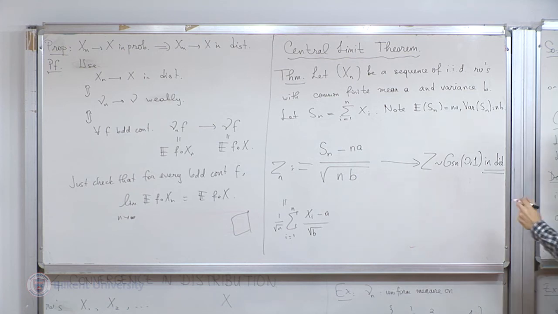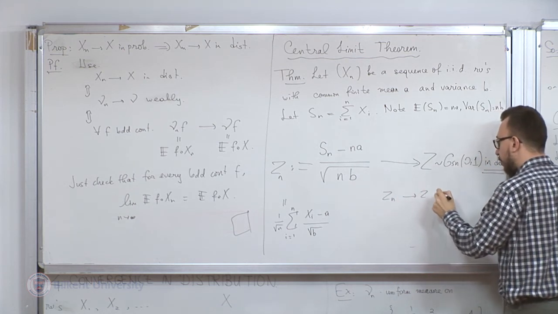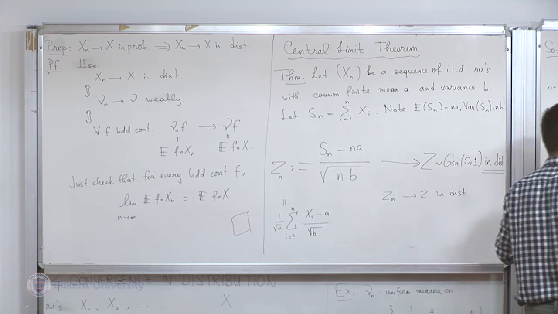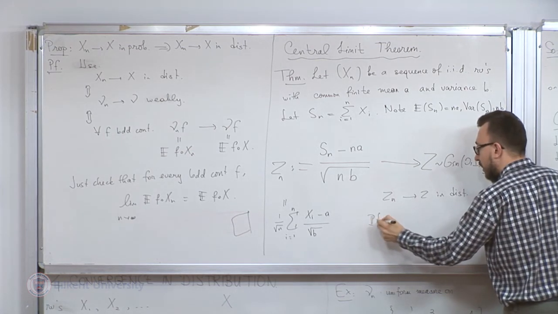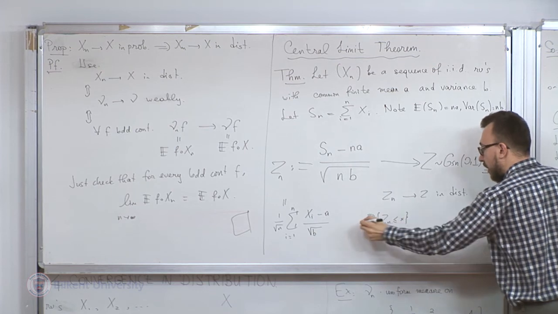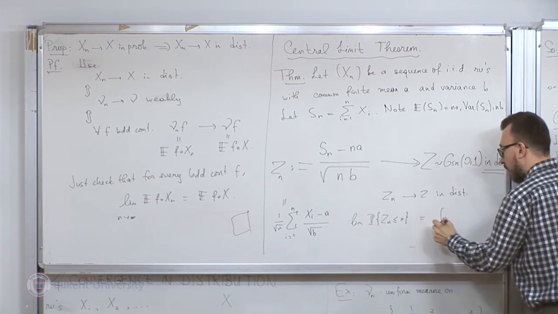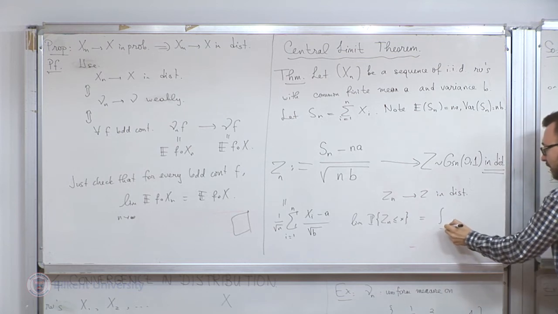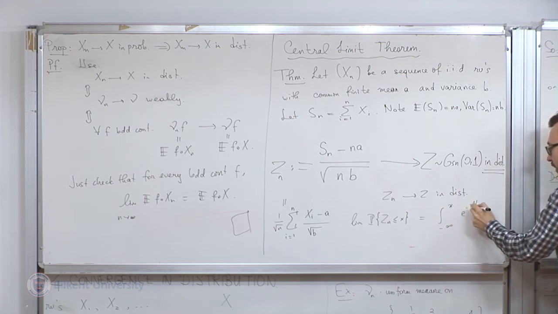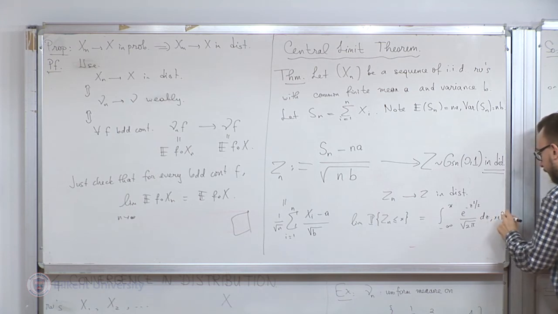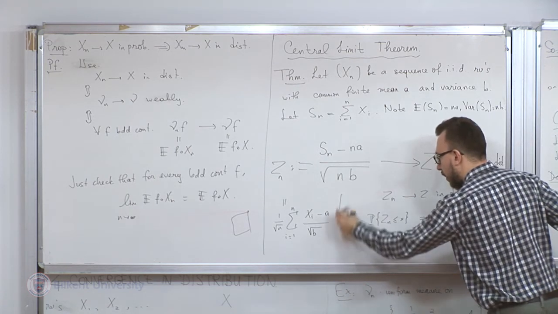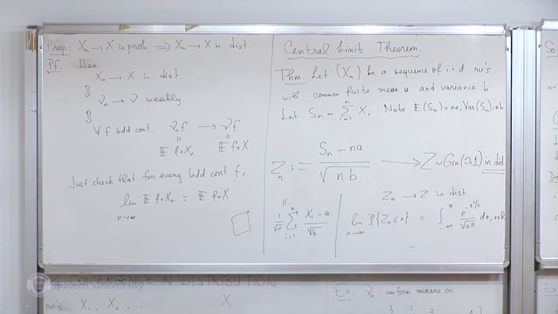Okay. So what does that mean? Zn converges to Z in distribution means what? For instance, you can write it as convergence of cumulative distribution functions. So the probability that Zn is less than x converges to the probability that Z is less than x, which is the integral from minus infinity to x of the standard Gaussian density, for all x.